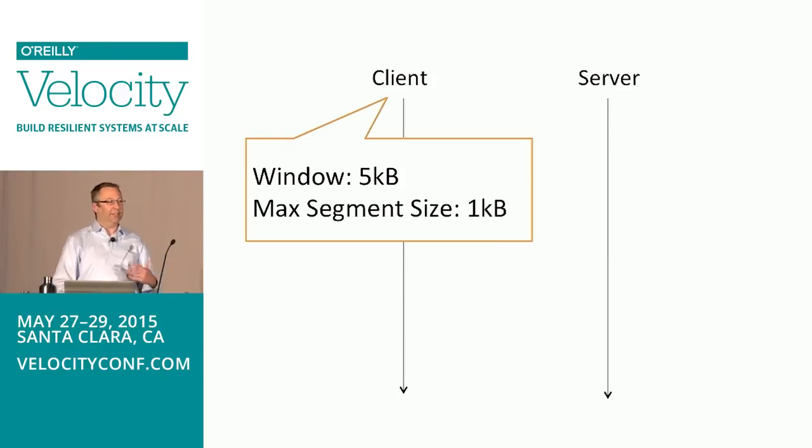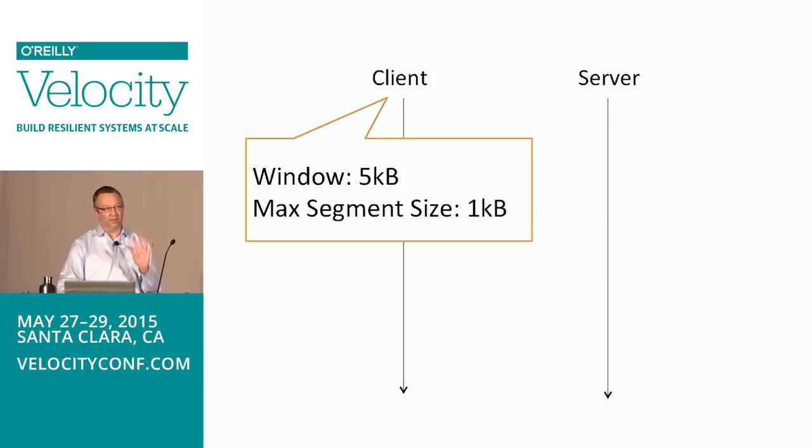Let's say that during connection negotiation, a topic that I will not talk about in any detail at all, the client advertises a 5 kilobyte window and specifies a maximum segment size of 1 kilobyte. What's a maximum segment size? I haven't described that yet. The maximum segment size is the largest amount of data that the network can transmit in a single packet. If any packet is larger than this, it has to be fragmented and reassembled. Fragmentation and reassembly is expensive, so we seek to avoid it.